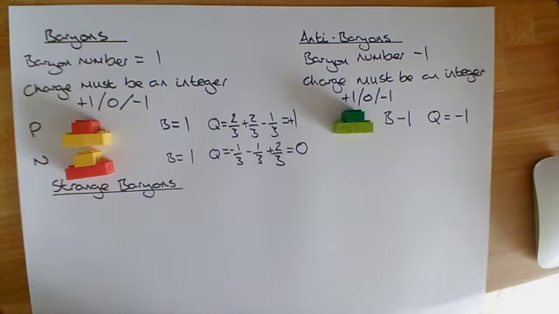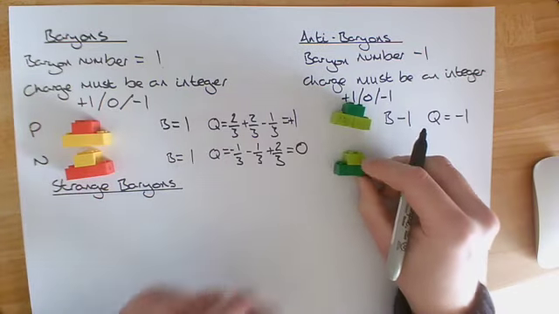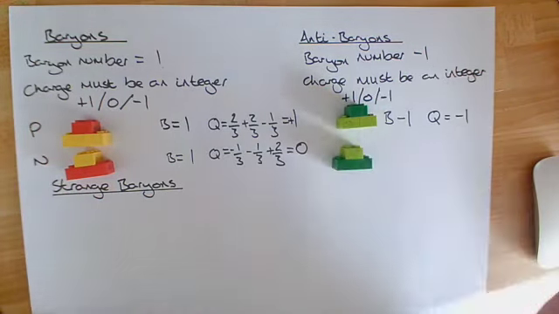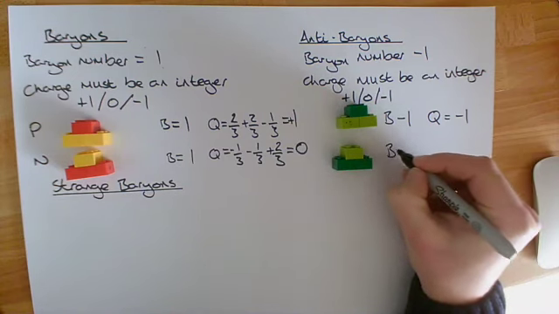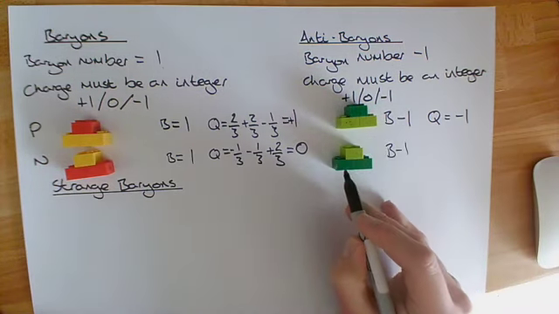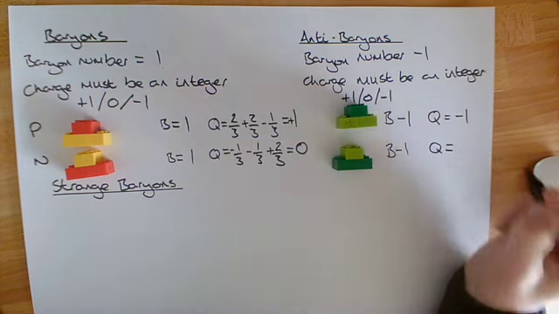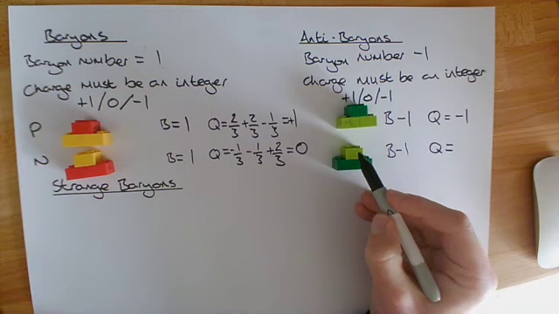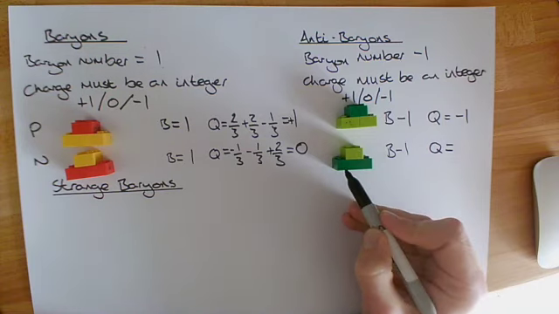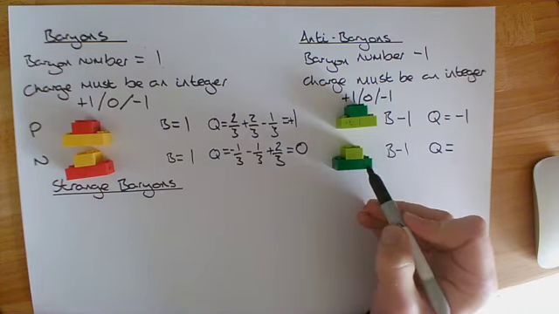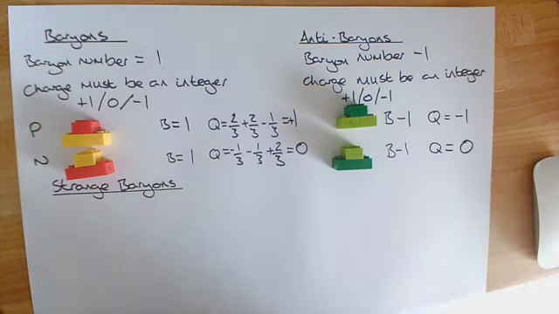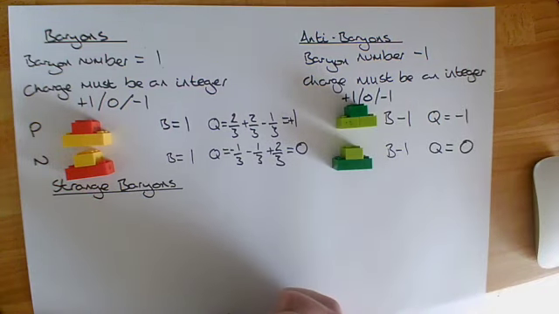Whereas if I did the same thing with an anti-neutron, my baryon number would still be -1 because I've got minus 1/3, minus 1/3, minus 1/3. But my charge would be minus 2/3 plus 1/3 plus 1/3, which gives me a charge overall of 0.